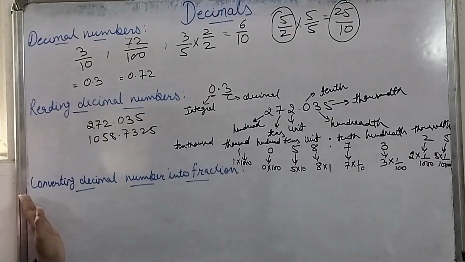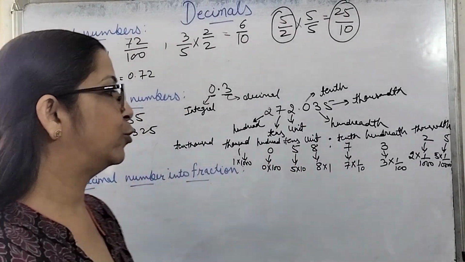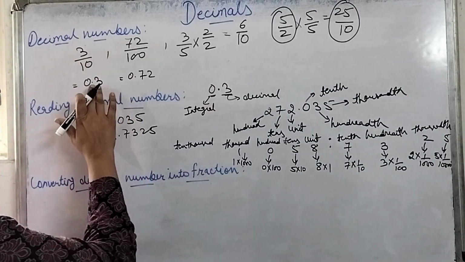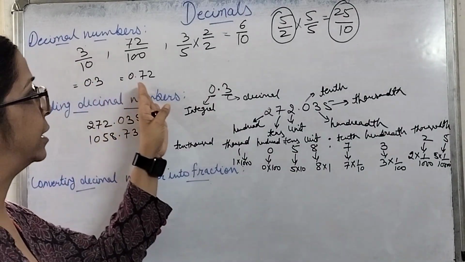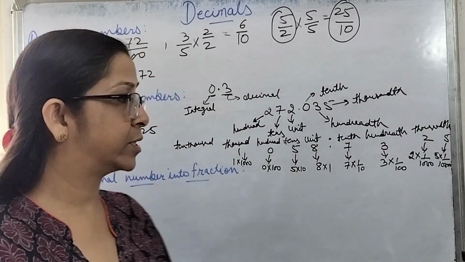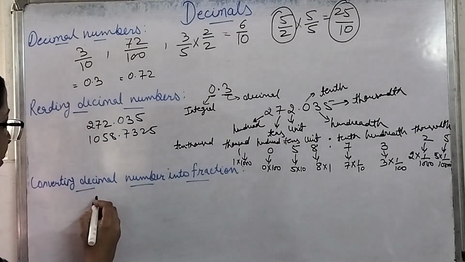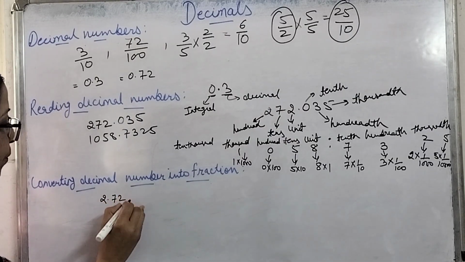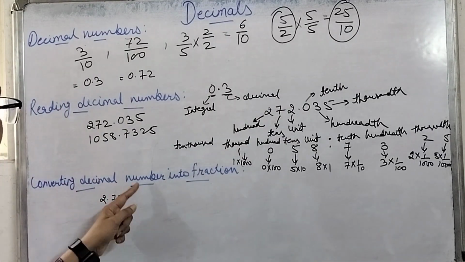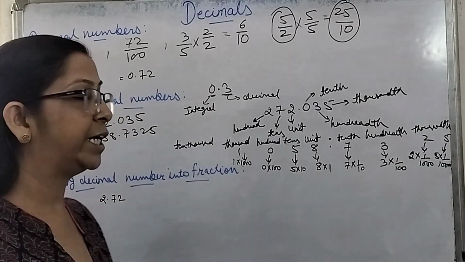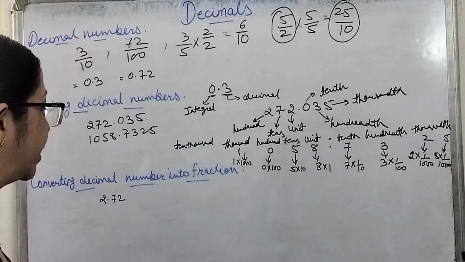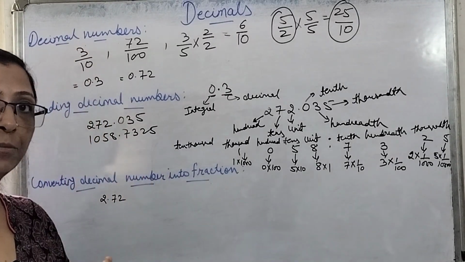Now coming to how we can convert the decimal number into fractions. If decimal numbers are given to us, how can we convert them into fractions? So first of all, suppose your number is 2.72. Suppose this is a decimal number. We need to convert this decimal number into a fraction. So what we will be doing is, we will be removing the decimal first of all.